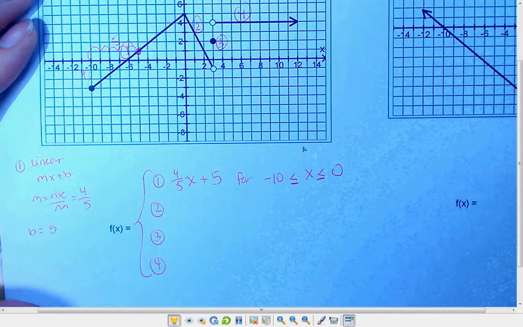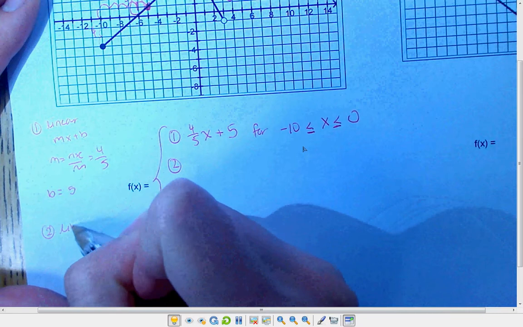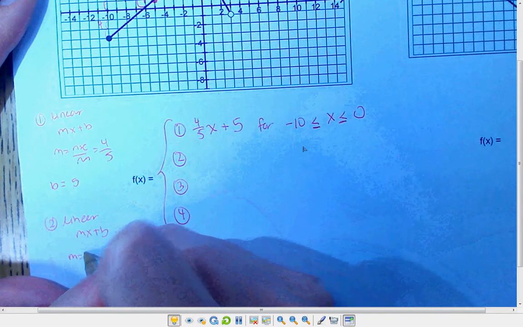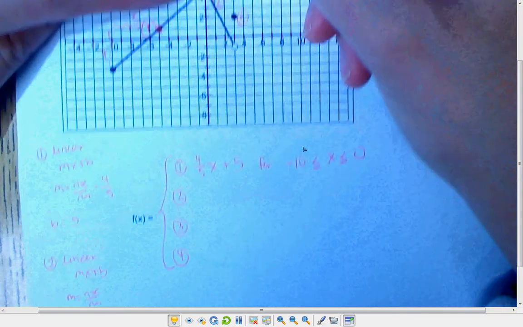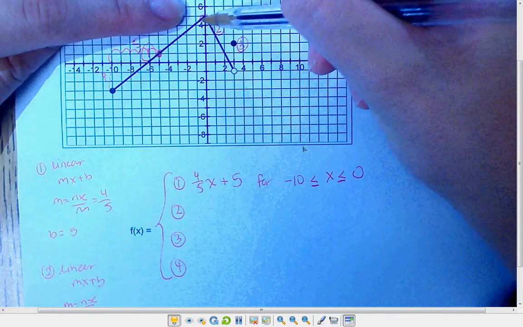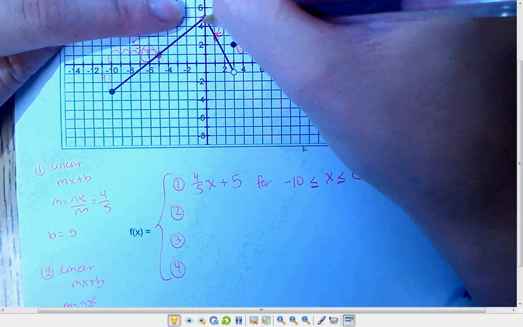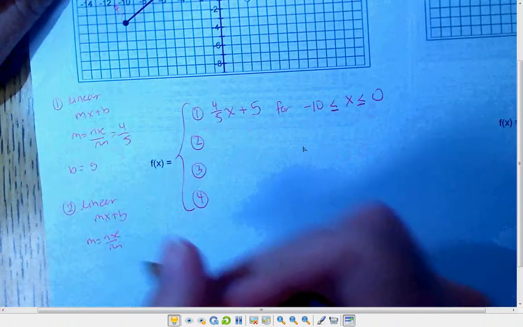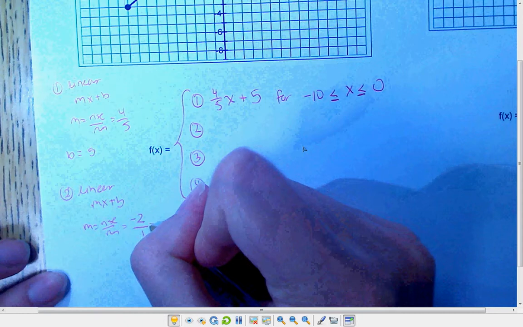Let's look at number 2 now. Number 2, similar idea, still a line, so we're going to do linear mx plus b. Let's find our slope. Rise over run. Let's take this point right here. Find our next point that's exactly on the line, which we can use this one right here. Count rise over run, so this is going down 2, right 1. If it's down, it's going to be a -2. -2 over 1 gives me a slope of -2.